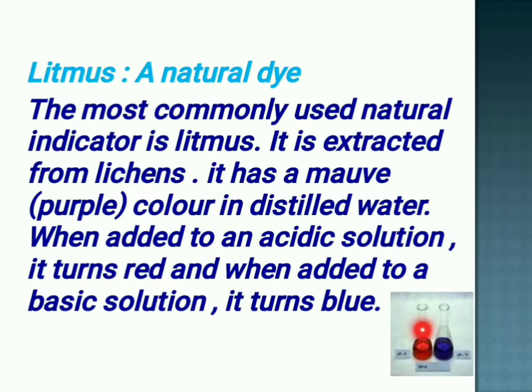litmus solution. You can see the litmus solution now. It will be in the form of purple color. If acid is added to the solution, it becomes red. If base is added to the solution, it becomes blue. So by the help of the color of the litmus paper or litmus solution, we will come to know which is acid and which is base. So it is used as an indicator. Easily, without tasting or touching, we can come to know which is base and which is acid.